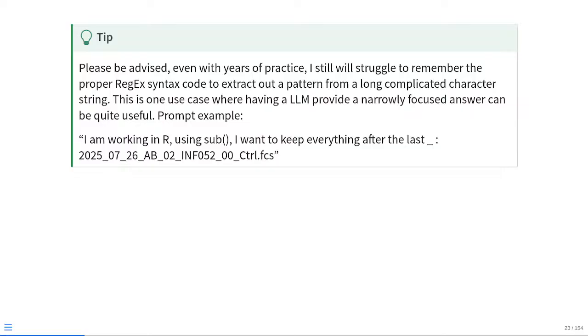One thing I found particularly useful in the last couple of years is that if you provide a large language model, like ChatGPT or Claude, a very narrowly focused question, it can give you back the answer as far as what the relevant regex code is relatively quickly. So for example, for this particular problem, if you're asking your favorite LLM, you need to specify I'm working in R, so it doesn't return you Python code or something like that. Using a particular function, using sub, because there's multiple ways of doing things in R. And basically you want to keep everything in the file name after the last underscore. It will more often than not give you the proper regex code in the application with the sub function to be able to do so.